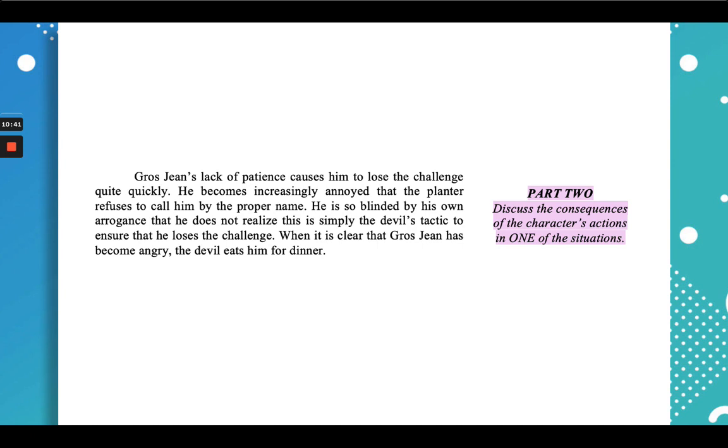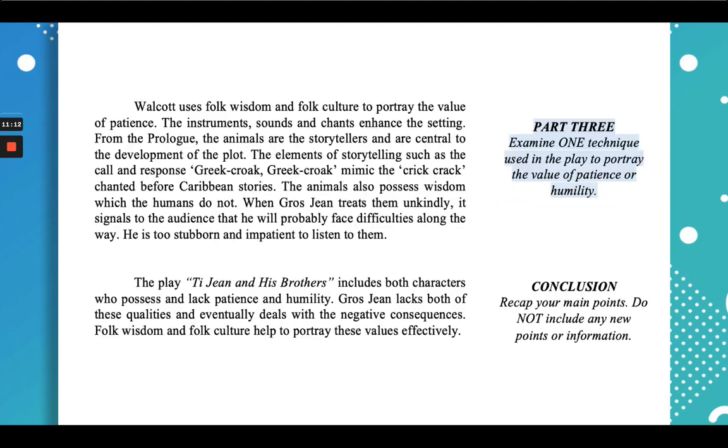Moving on to part 2, which is short because it's very simple. Goja's lack of patience causes him to lose the challenge quite quickly. He becomes increasingly annoyed that the planter refuses to call him by the proper name. He is so blinded by his own arrogance that he does not realize this is simply the devil's tactic to ensure that he loses the challenge. When it is clear that Goja has become angry, the devil eats him for dinner. Right, so the consequence? You're dead now, Goja.